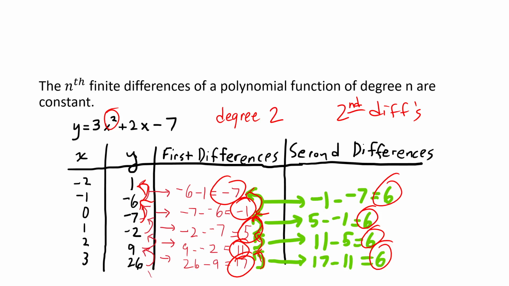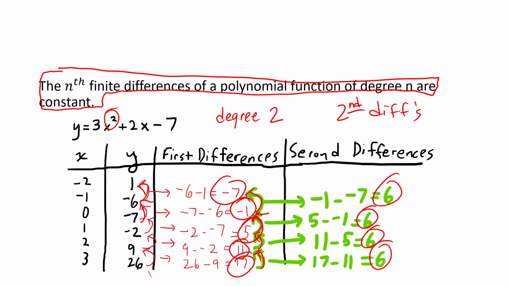Specifically, the nth finite differences of a polynomial function of degree n are constant. So the second differences of a degree 2 polynomial function are constant. The third differences of a degree 3 polynomial function are constant. Fourth differences of a degree 4 are constant, etc., etc.